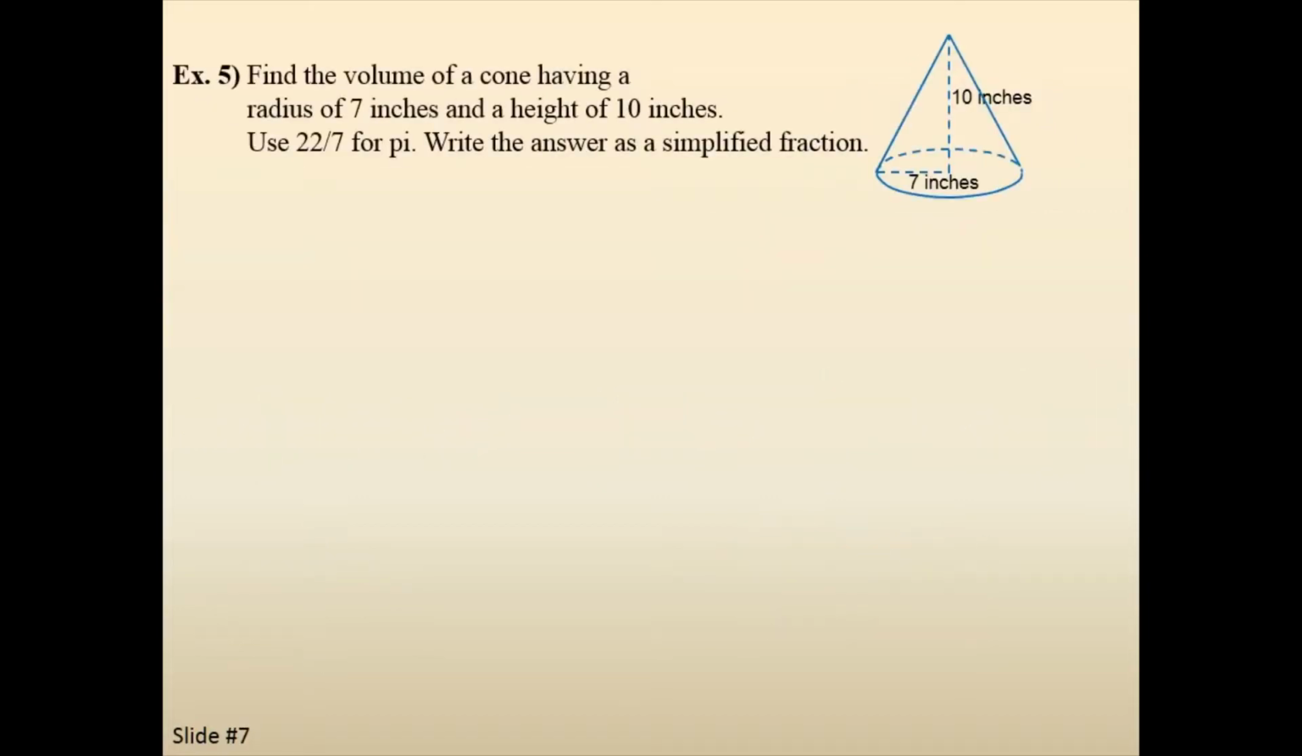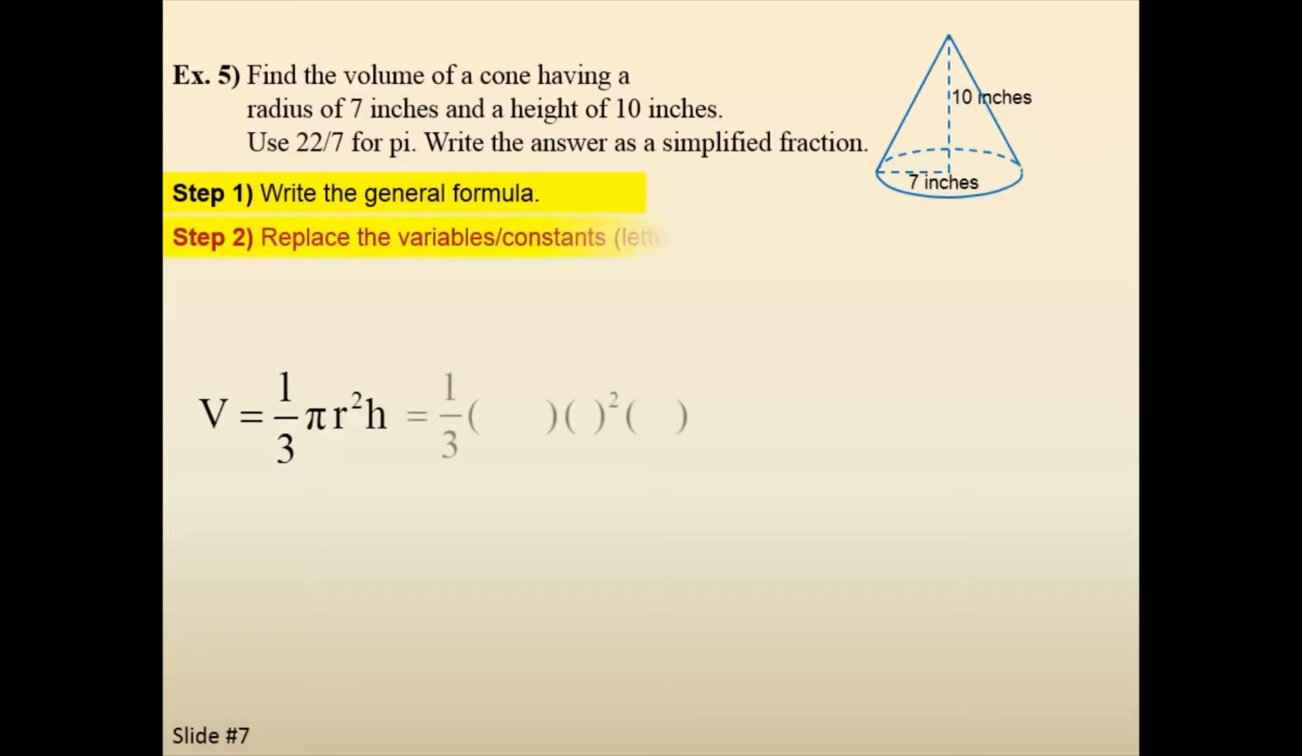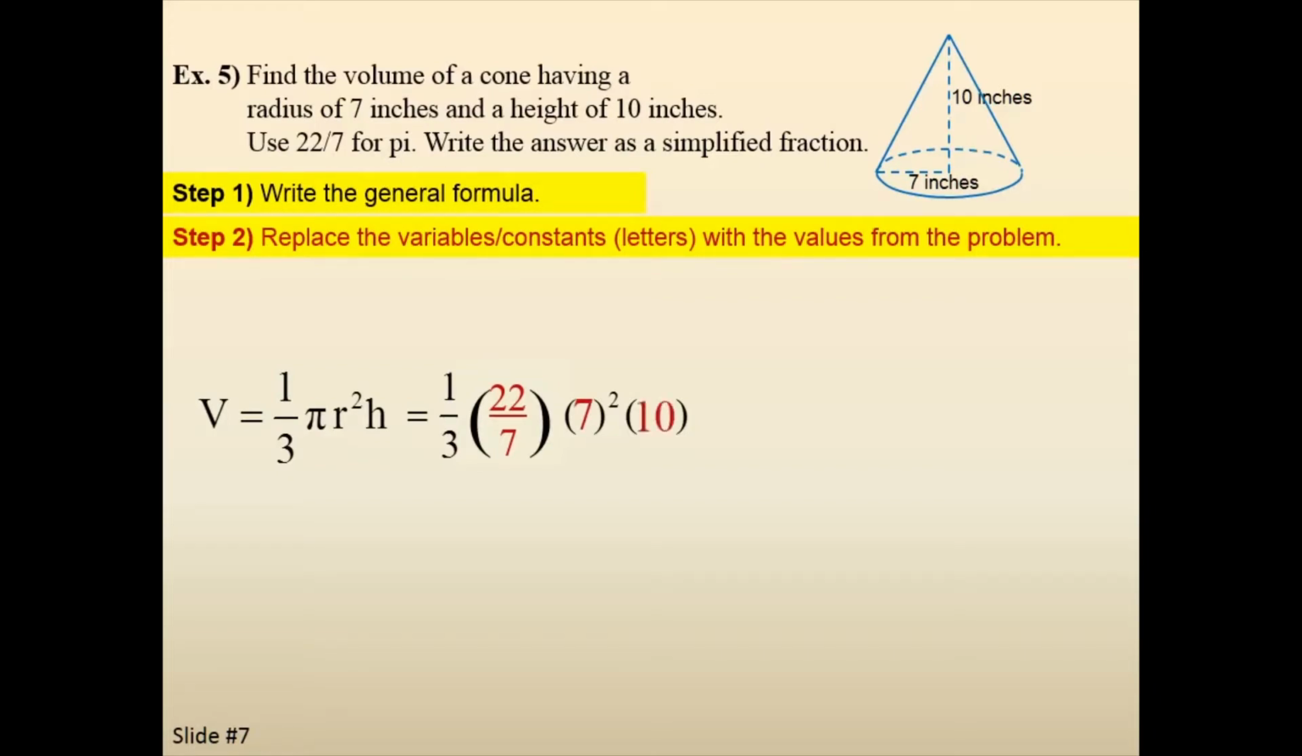Example 5. Find the volume of a cone having a radius of 7 inches and a height of 10 inches. Use 22/7 for pi. Write answer as a simplified fraction. Step 1, write the general formula: 1/3 pi r squared h. Now we're going to put the values in for the letters. Pi we're given as 22/7. The radius is 7, and the height is 10.